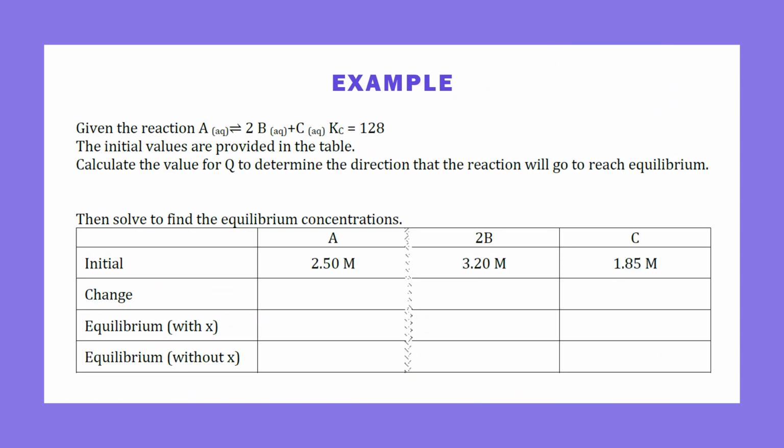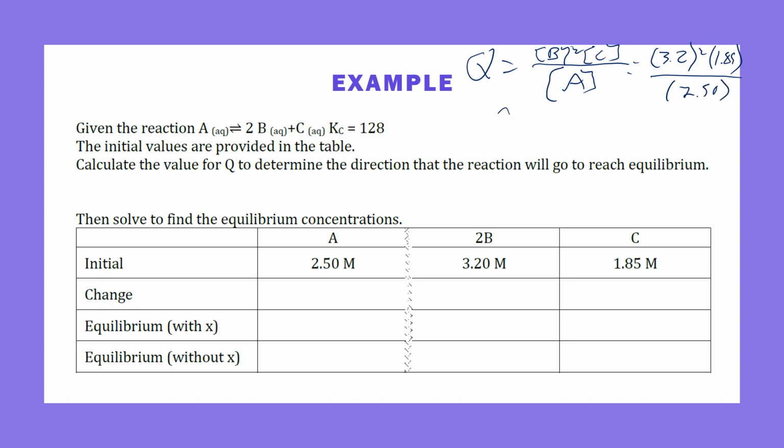Okay, last example, we have this fake reaction, and they give us Kc is 128. The initial values are in the table, and they want us to calculate the value for Q to determine the direction that the reaction will go. So we want to write our Q expression, products over reactants. So we have our B squared times C all over A, and then we can plug in those initial values. B is 3.2 squared, and C is 1.85, A is 2.50.